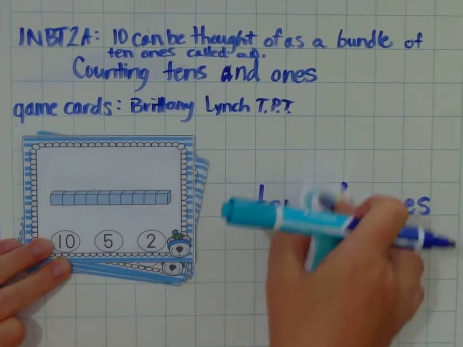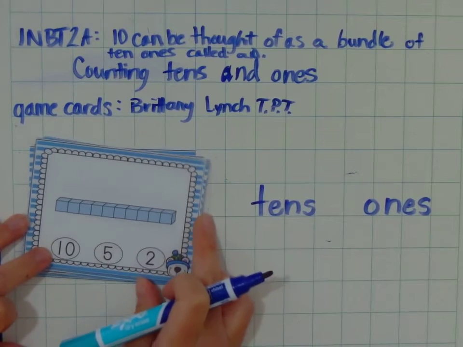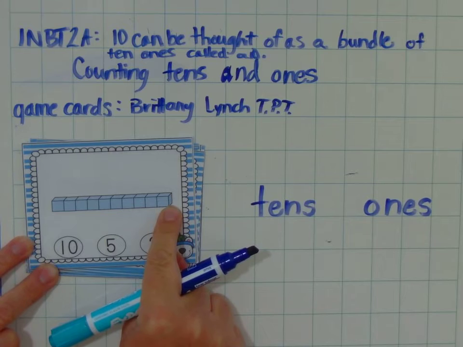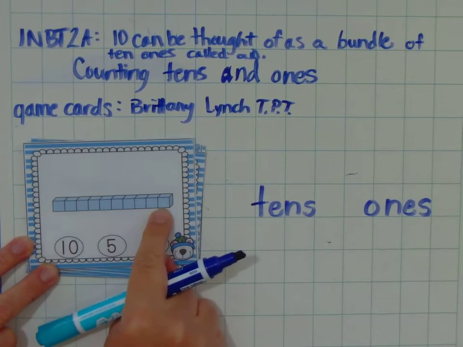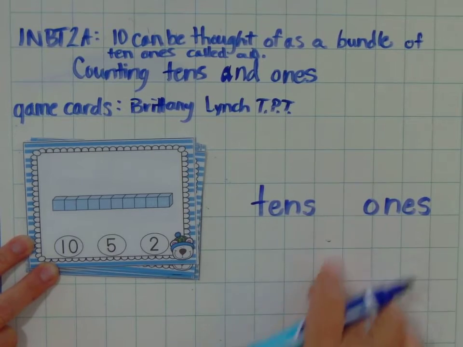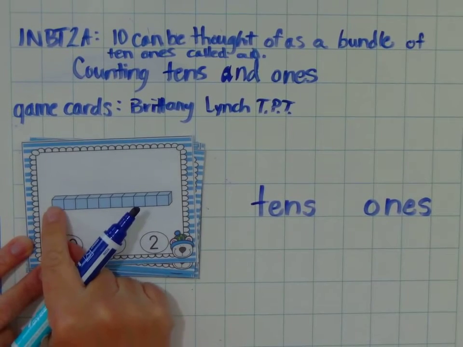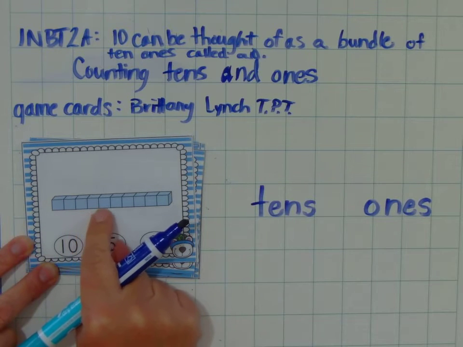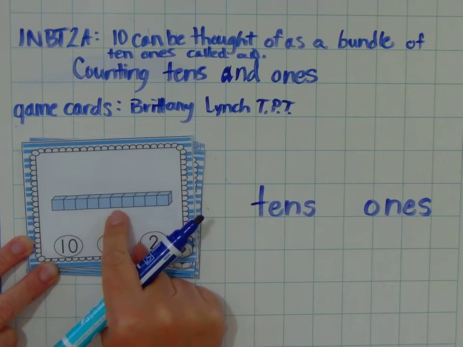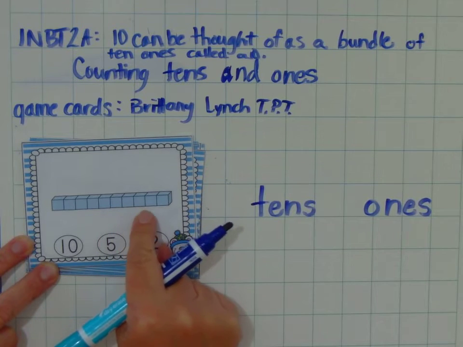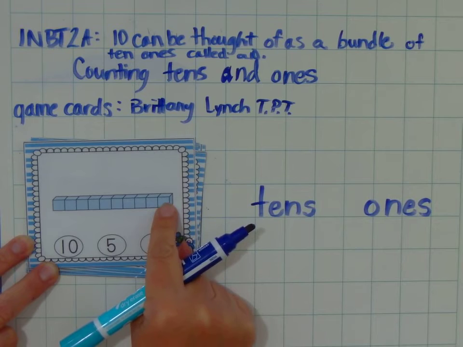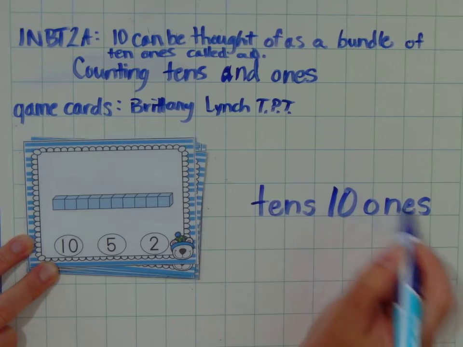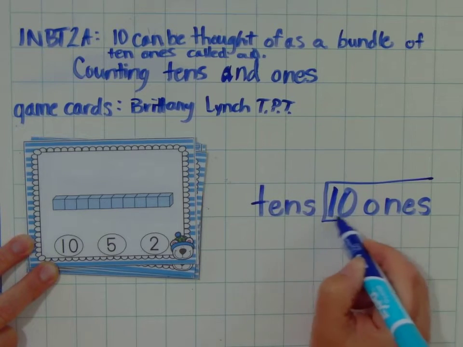It says, this is a little bit different. Here I have a stick. Let's count how many ones are in that stick. 1 one, 2 ones, 3 ones, 4 ones, 5 ones, 6 ones, 7 ones, 8 ones, 9 ones, 10 ones. So I have a value of 10 ones.